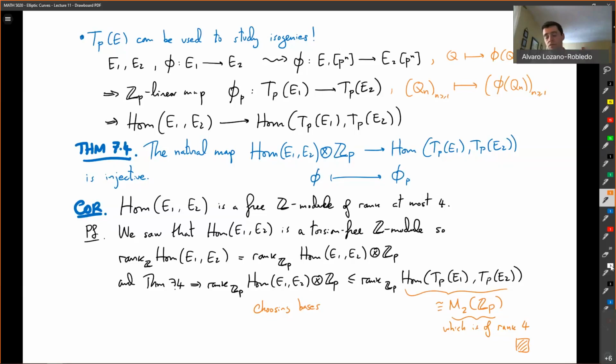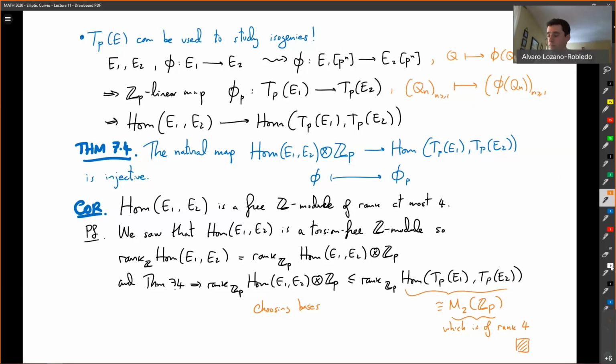And then you can check that actually that will be Zp linear: if you multiply the Qn's by a p-adic unit, because coordinate by coordinate they are integers and phi is an isogeny, those integers will come out and act on the result.